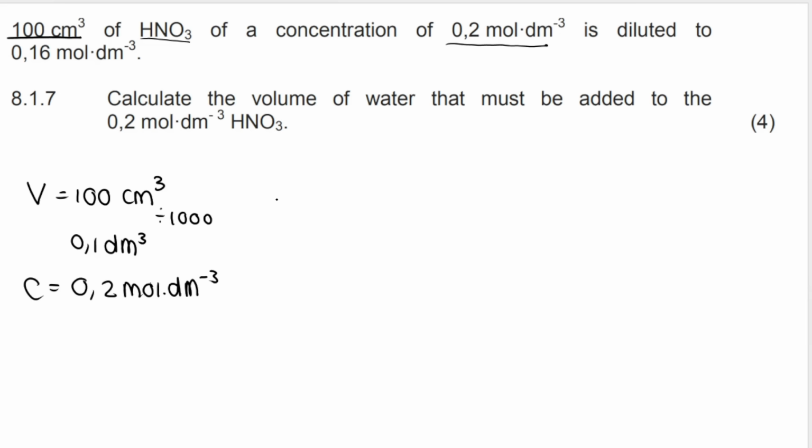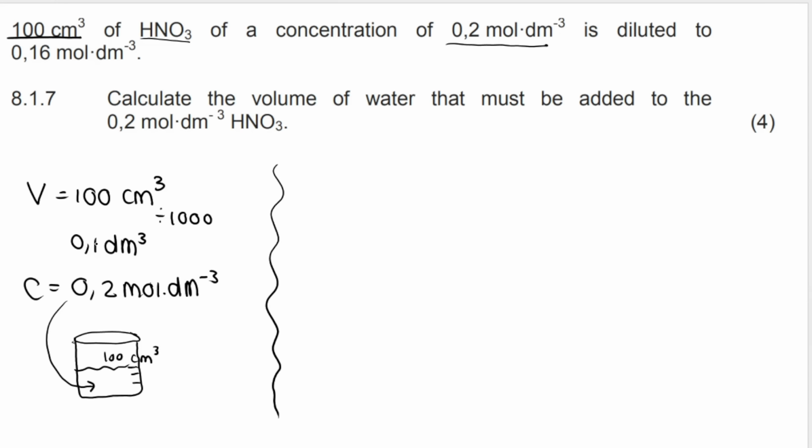And then what they do is they take this original solution. So let's say that's in a beaker. We know the volume. Let's say it goes up to 100 cubic centimeters. That's what it measures in the volume. They give me the concentration of the solution in there. Then we dilute that solution, and it's now giving me a new concentration, 0.16 moles per cubic decimeter. They want to know, calculate the volume of the water that must be added to the initial solution to get it to this concentration.